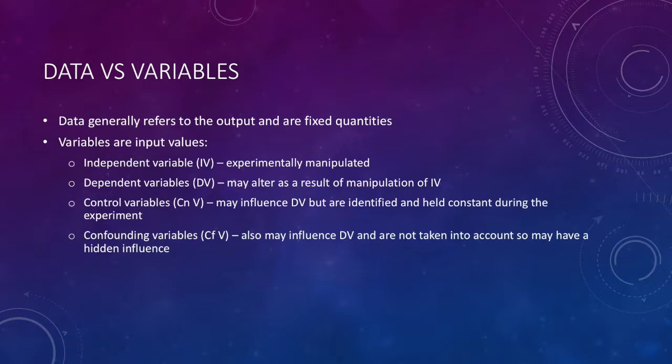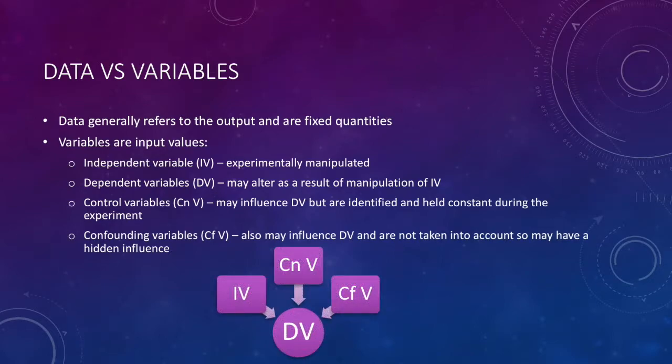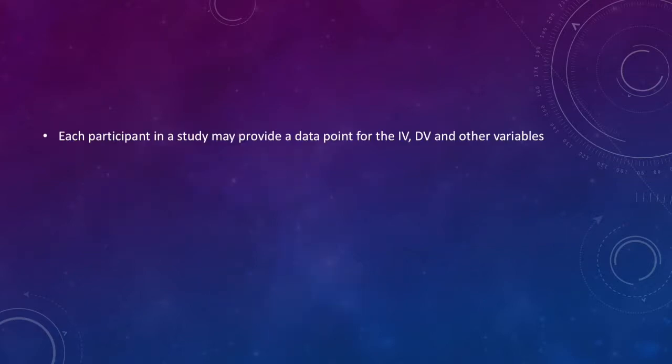Confounding variables, on the other hand, may also influence the dependent variable, but they are not taken into account beforehand, and so they may have a hidden influence during our experiment. So as we can see in this graphic here, the dependent variable can be influenced by the independent variable or control variables or confounding variables. We can take measurements of both the independent variable and the dependent variable, and each of these will give us a data point for each participant. And moreover, we can have a number of independent variables or dependent variables in the course of a study.